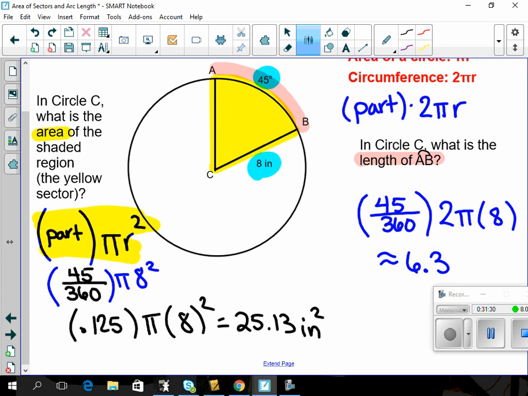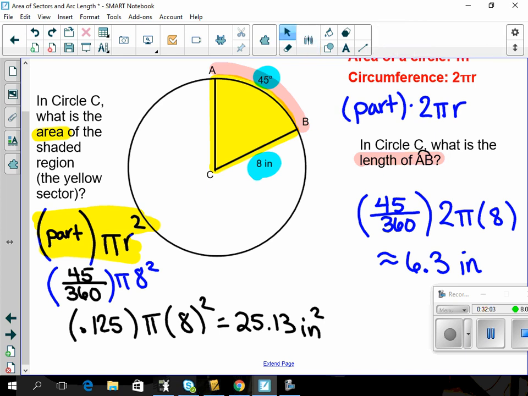So with area, we had square inches. What is our unit going to be over here? You don't need to calculate. You just need to tell me the units. We already know the answer is 6.3. Is it inches, inches squared? Is it centimeters? Is it yards? Is it miles? What is it? It's plain old inches, okay? Plain old inches. When we're talking about area, we have square inches, all right?